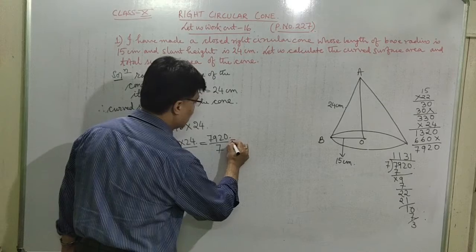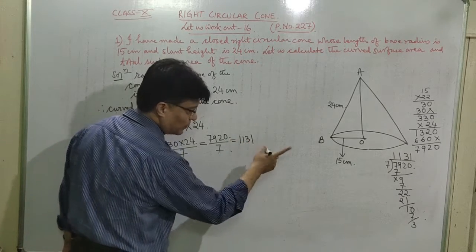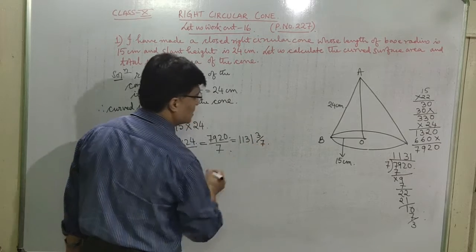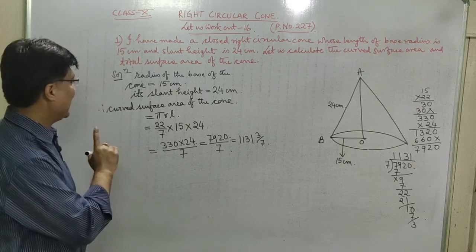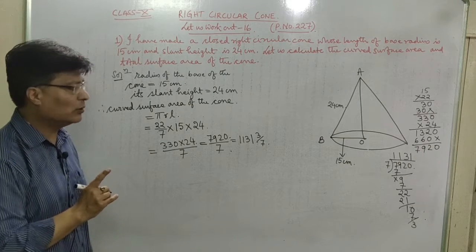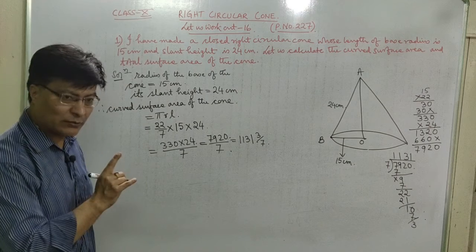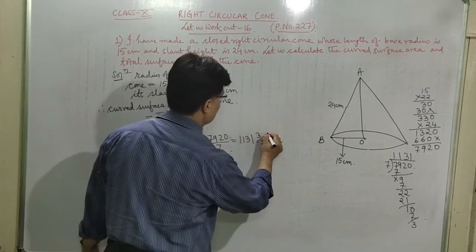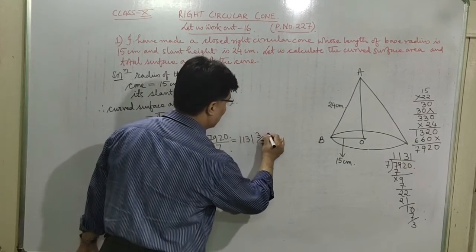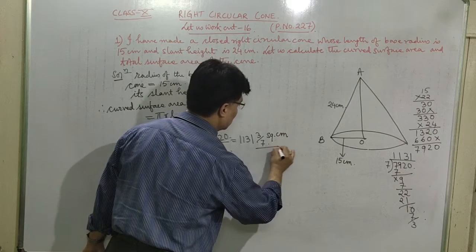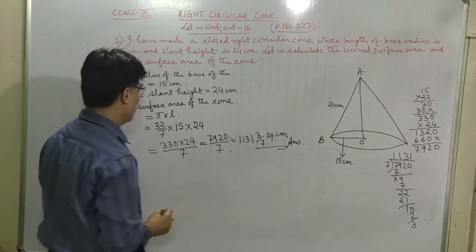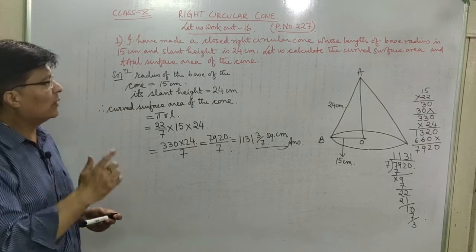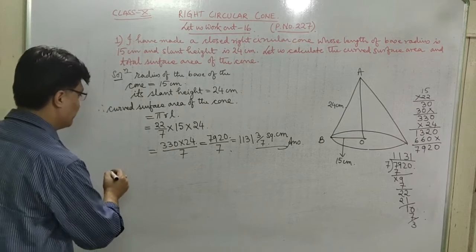So what is the answer for the curved surface area of the cone? The whole number here is 1131, and what is the remainder? That is 3. 3 divided by, what is the divisor here? It is 7. So the answer for the curved surface area of the cone is 1131 and 3 by 7, remainder divided by divisor. This is the curved surface area. Area means square centimeter. So this is the answer for the curved surface area of the cone. Now let us find out total surface area of the cone.